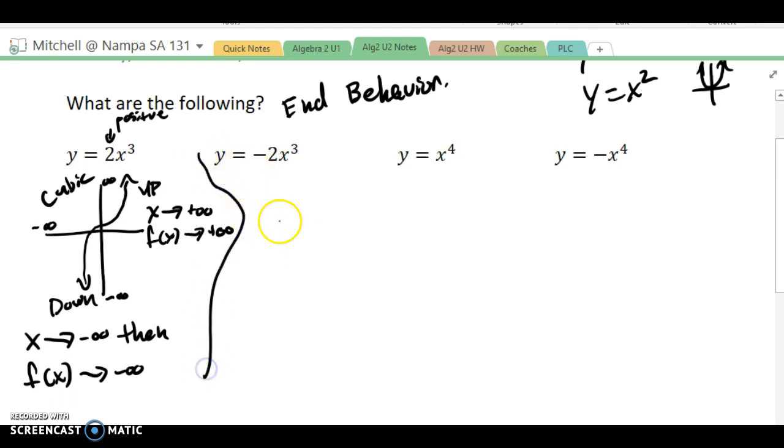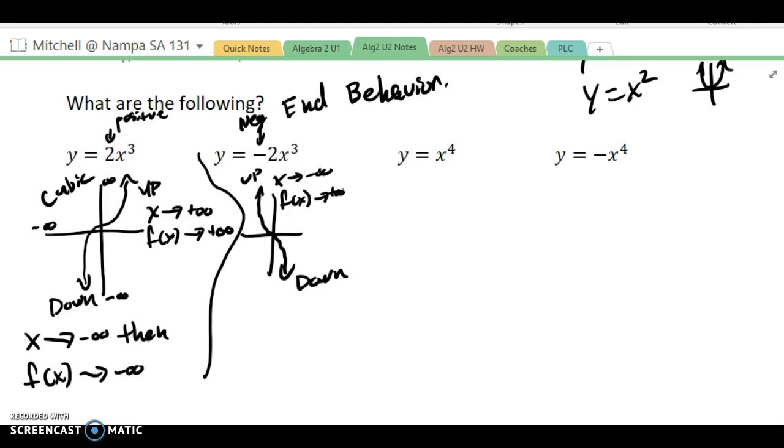Now this next one here is the same exact thing, so I'm going to take a little extra space here. But there's a negative here now. That's called a leading coefficient. So this is going to be the same thing, but switched around. We're going to do the same process because this is down and this is up. So when x goes left, y goes up. So that's positive infinity.